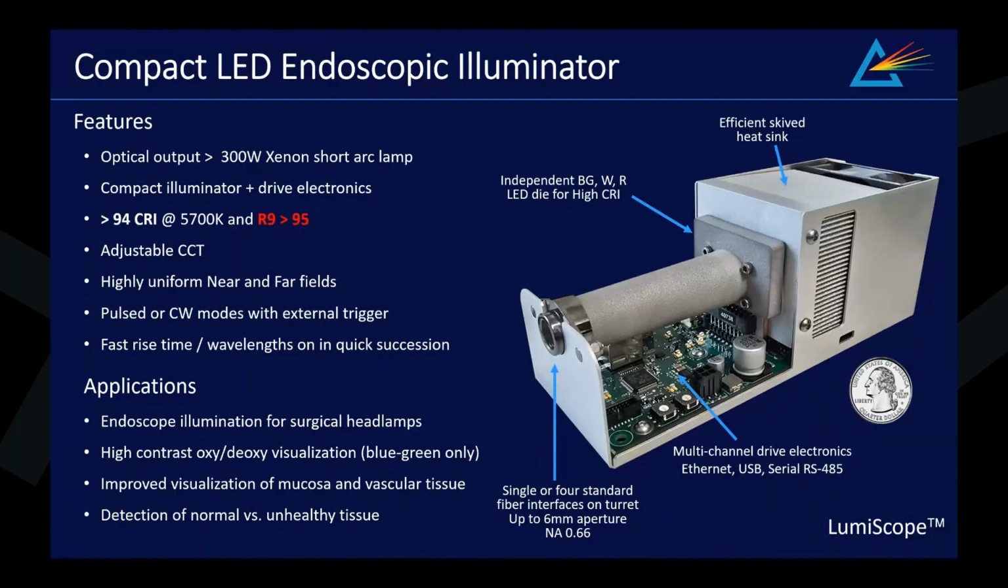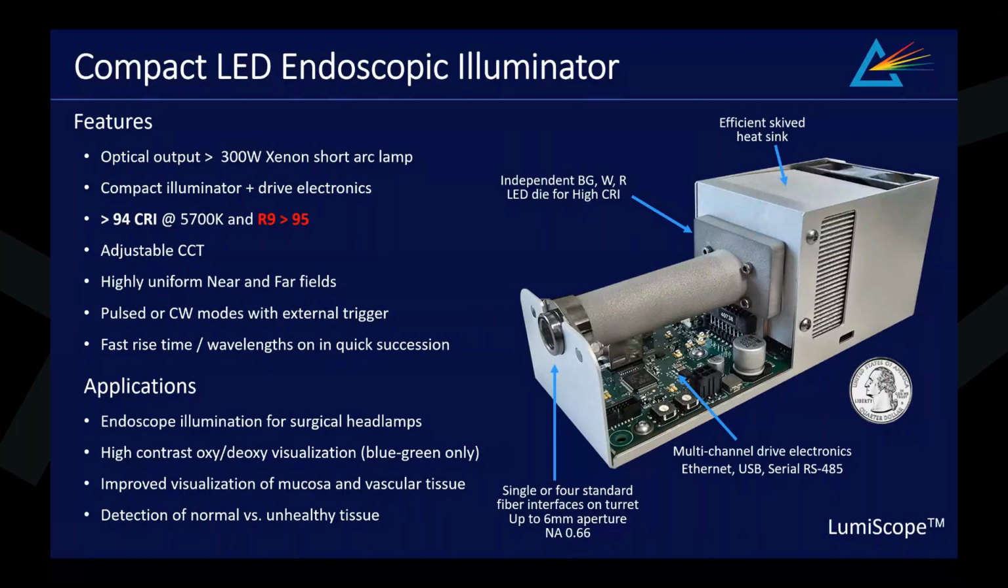Thermoregulation is also critical in densely packed multi-die systems because junction temperature directly influences optical output, wavelength stability, efficiency, and long-term reliability. LumiScope can be operated in closed-loop cooling mode to maintain stable spectral and optical performance under demanding operating conditions. High-speed electronic drive control additionally enables continuous wave or pulsed operation, rapid wavelength sequencing, and external synchronization with imaging systems or fluorescence acquisition modes.